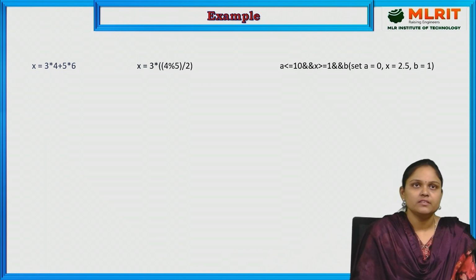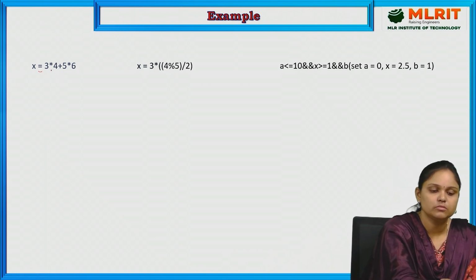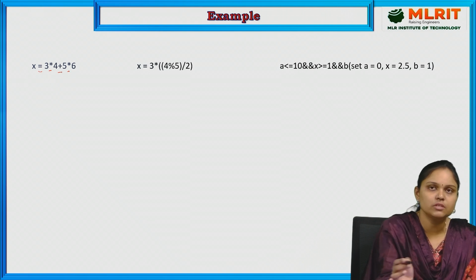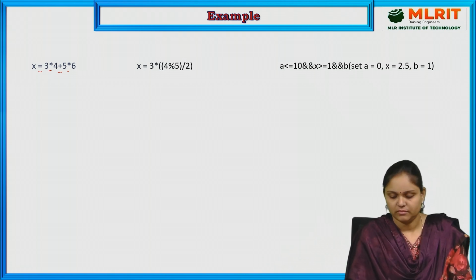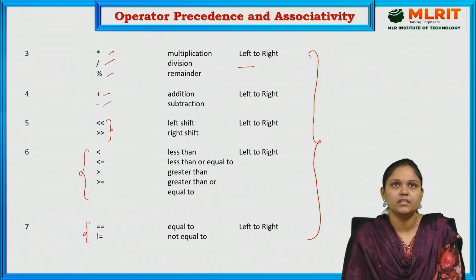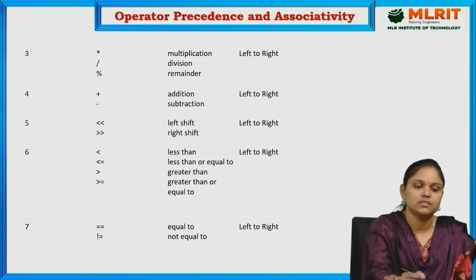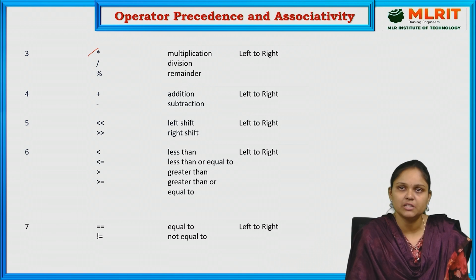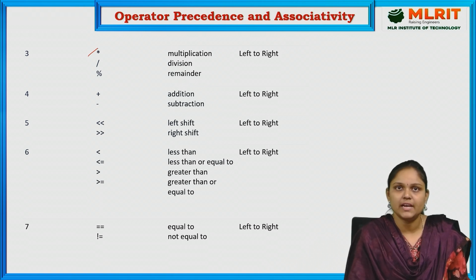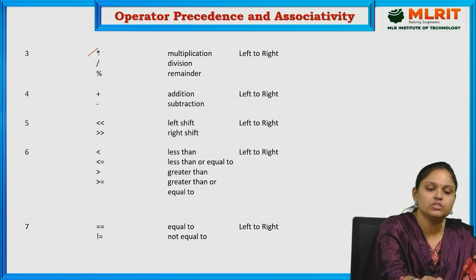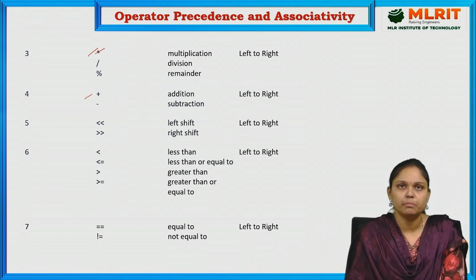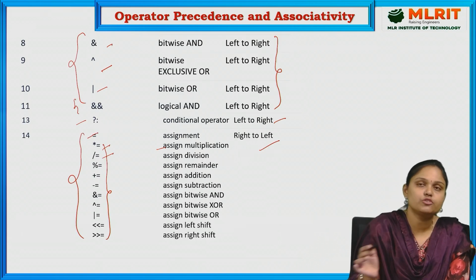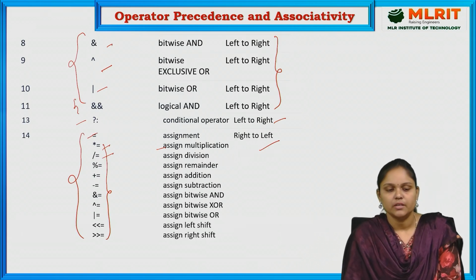So here how many operators do we have? Equals to, multiplication, plus, and also the multiplication operator. So which has the highest priority in this expression? If we see in the above chart, the highest priority is for the multiplication operator. The first priority goes to the multiplication operator, the next priority goes to the plus addition, and the last priority goes to the equals to operator.